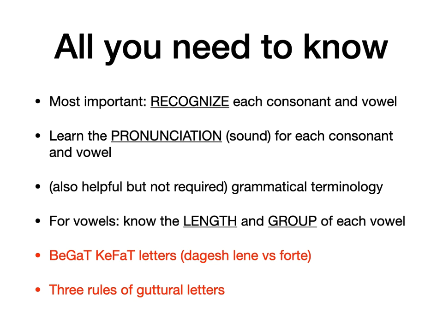Let's first start with a review of all you need to know about the alphabet. First, you have to be able to recognize and pronounce each of the consonants and vowels. Also helpful, but not required, are the grammatical names or grammatical terminology for all the vowels and all the consonants. What is required is the length and group of each vowel. Remember that we have three vowel groups: the A sound group, the E sound group, and finally the O sound.